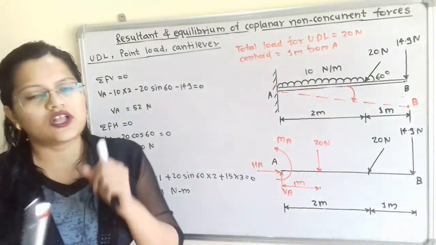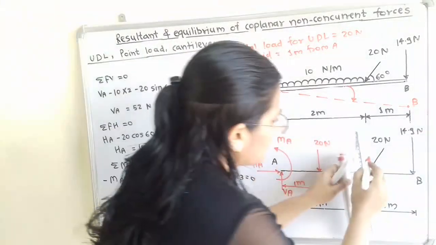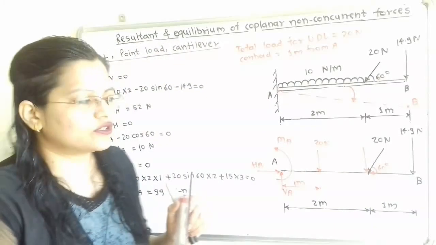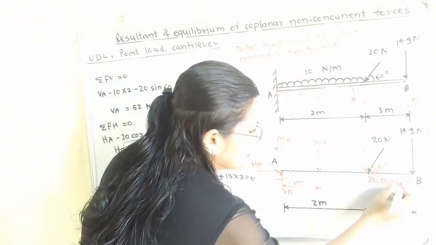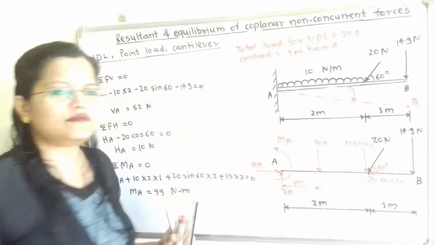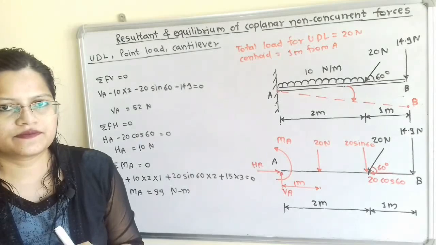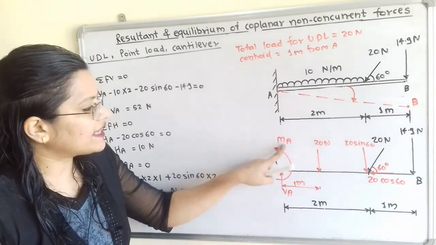So we will resolve this force into two components, vertical component as well as horizontal component. The angle is given as 60 degree with the horizontal. So the horizontal component is 20 cos 60 and the vertical component is 20 sin 60. And the point load at end B is 14.9 Newton as it is. Now we have to find out the reactions developed, that is HA, VA as well as MA.